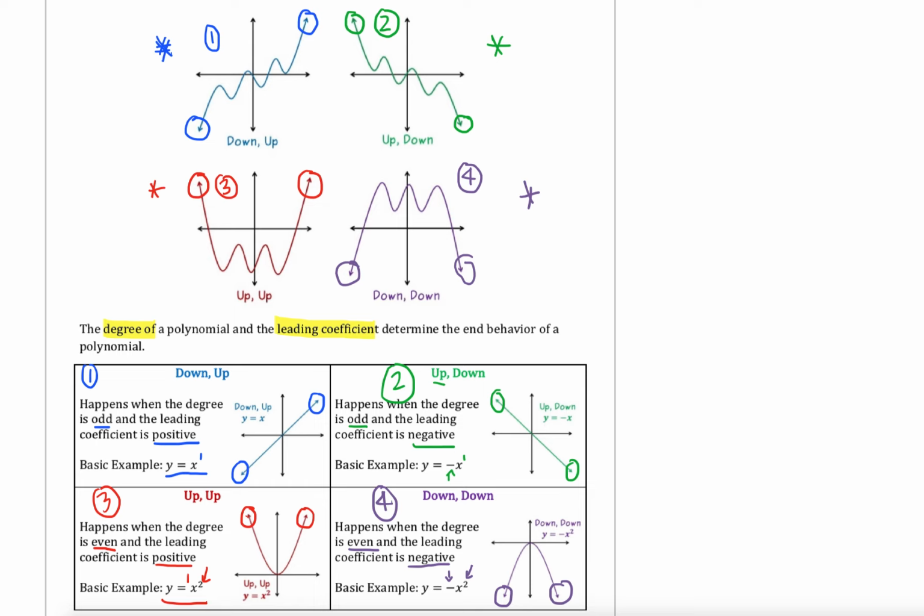And these are the only 4 cases that we have because my degree is either going to be even or odd. And so in our top row here, this is what happens when our degree is odd. In the bottom row here, this is what happens when our degree is even. And then for our leading coefficient, I either have a positive or a negative number. In this first column here, this is what happens when our leading coefficient is positive. And the second column happens when our leading coefficient is negative. And so these are the 4 cases that we get.